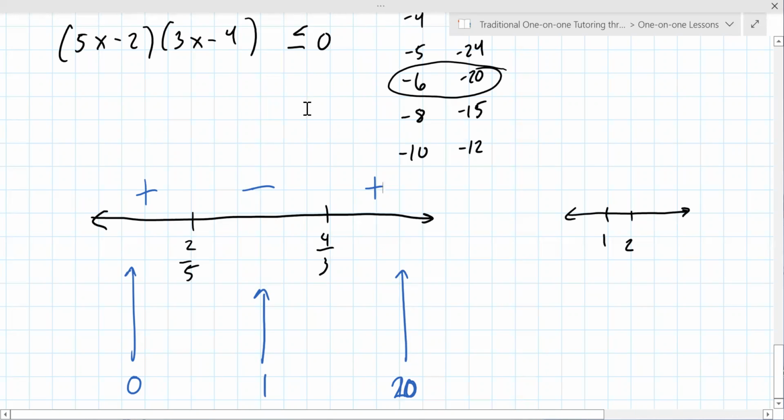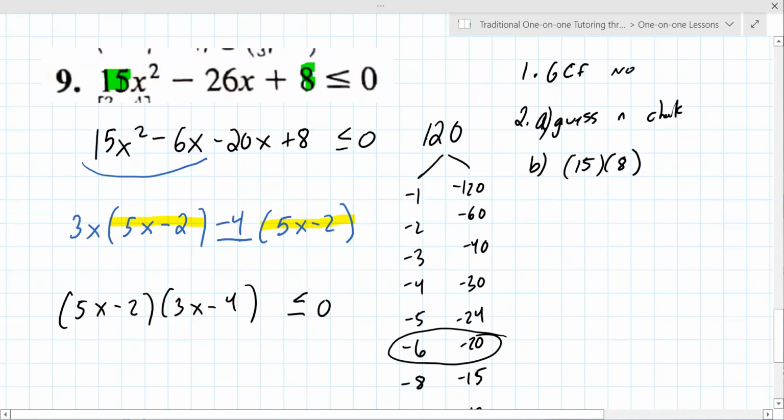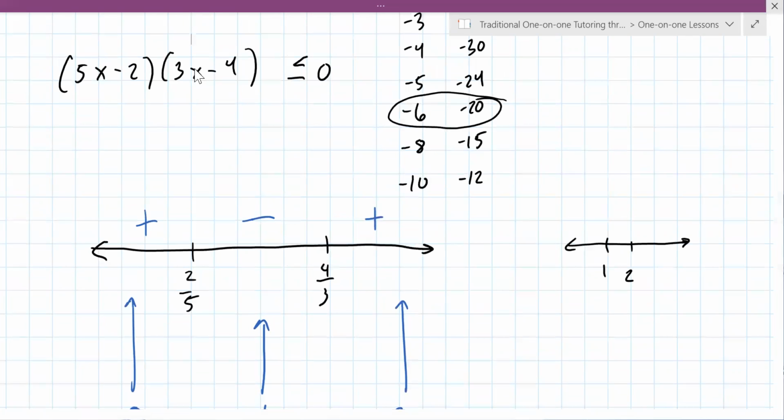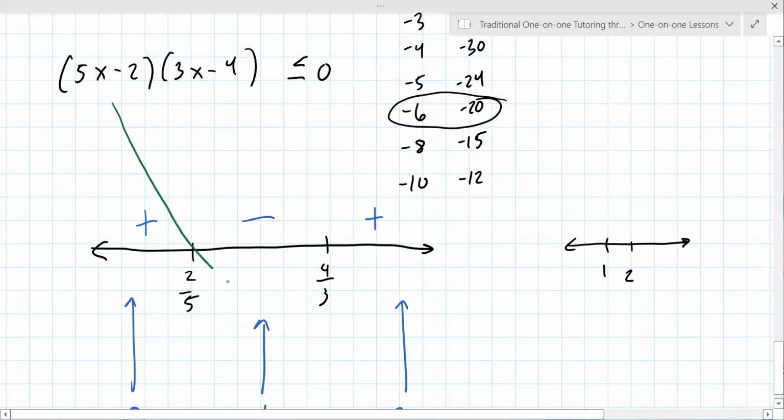Now, let me remind you that the graph of this original thing is a parabola that opens up. So while you did everything right and you did test points, I already know that the graph looks like this, and that confirms what you just said: it's positive on the left, negative, and then positive. Now we want where it's less than or equal to 0. What would be the answer for that with the correct symbols? If you want to write it down or tell me verbally, either is good.